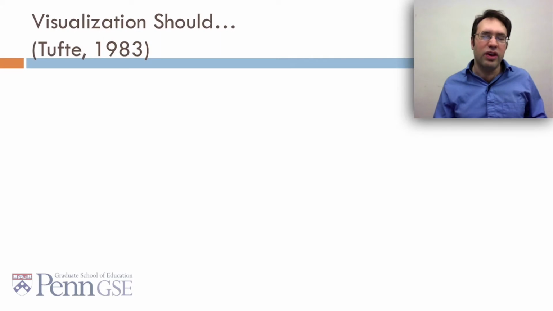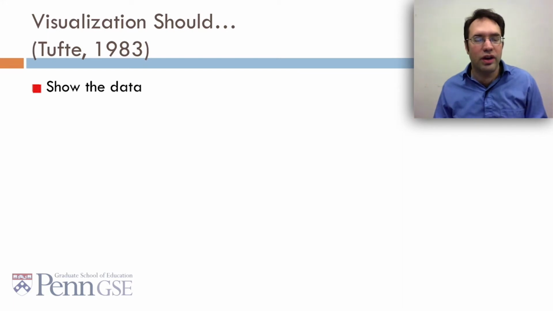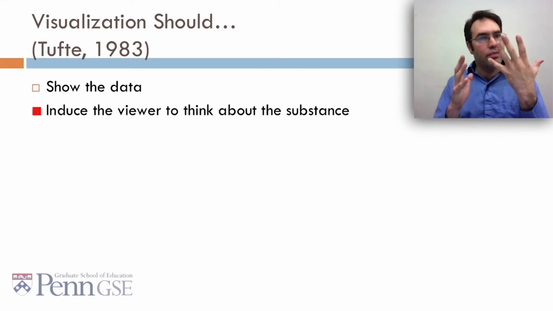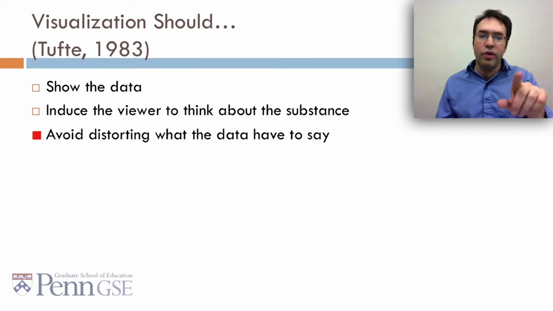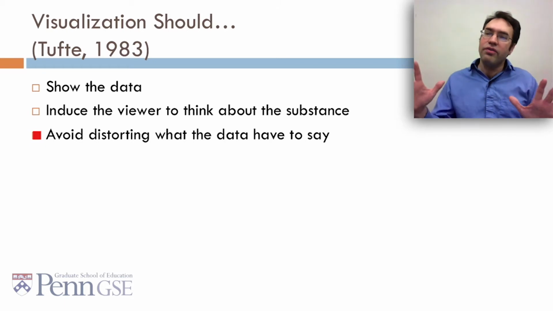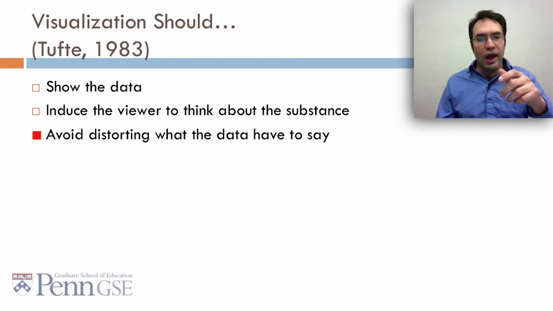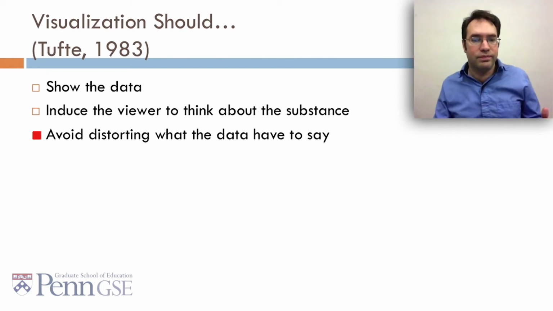According to Edward Tufte, who is just down the West Side Highway, visualization should do a few things. First of all, it should show the data. But more importantly than just showing the data, it should induce the viewer to think about what it means, to think about what the substance of the data is. It should avoid distorting what the data have to say. Tufte's book and a lot of things since then really illustrate the way that you can really distort the meaning of your data by the way you present it. And the goal is to not distort the data, but let the data give you its meaning.